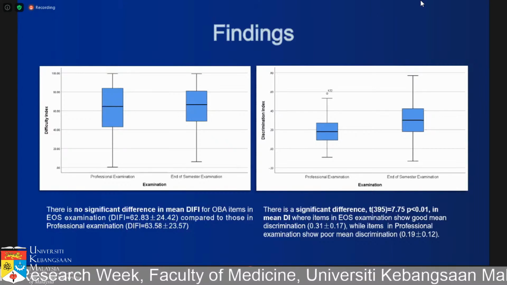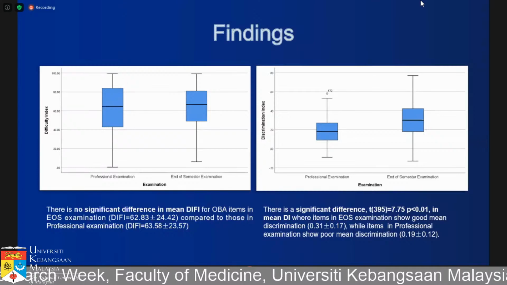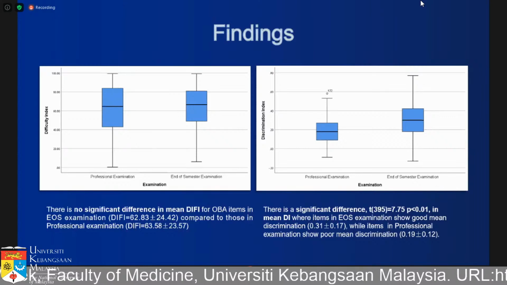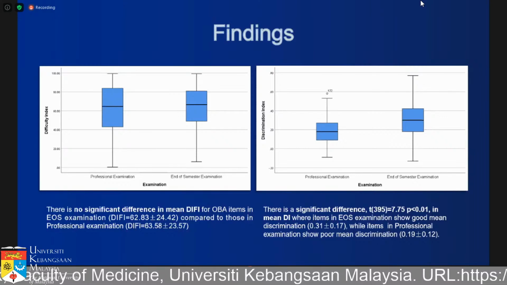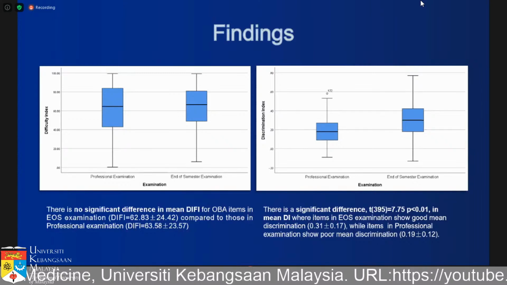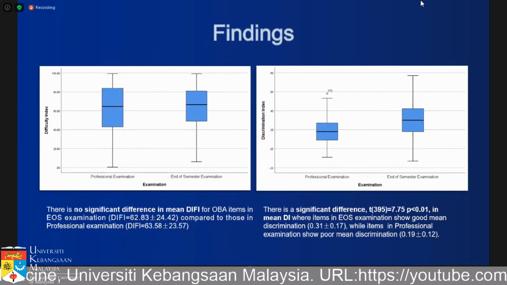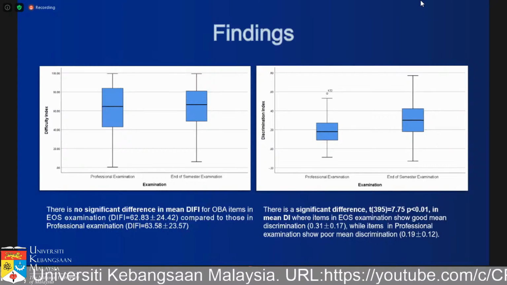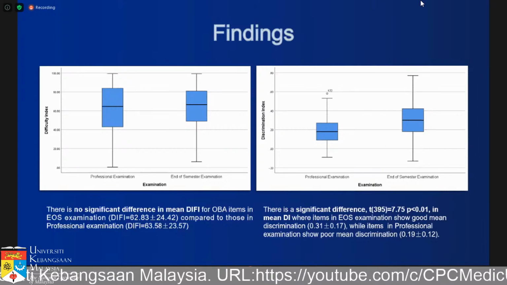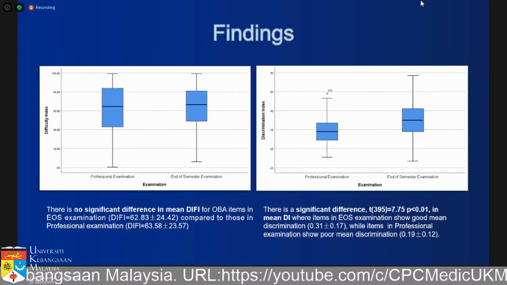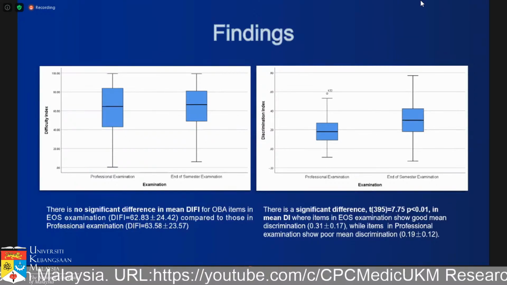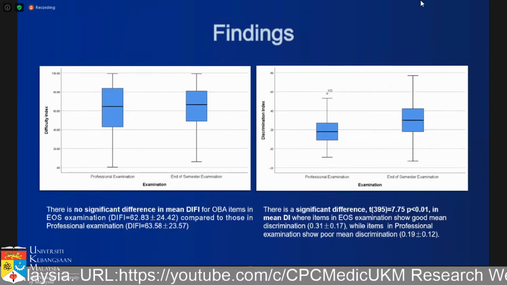The main thing is that we can't really make a definitive conclusion whether this is solely the effect of vetting, because there are also other factors that I've talked about before, which is the cohort differences between professional and end of examination. That is why at the end of the study, we recommend that maybe we can do a paired t-test of OBA items before and after the second vetting.